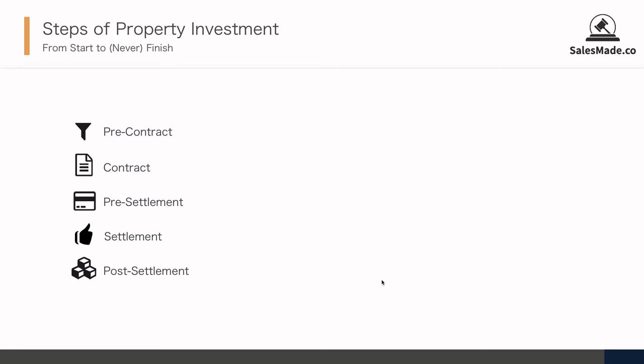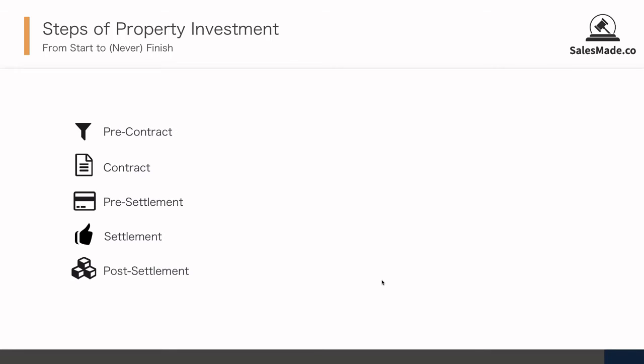Now, post-settlement is after the transaction. In our opinion, in terms of property investment, the transaction doesn't stop when the buyer owns the land or the property. Once the buyer has bought the property, we will then be engaged to either resell the property after a number of years, or most likely rent out the property to tenants and make sure that all the rents are collected on time. The properties are managed and maintained well, and therefore generate a healthy cash flow for the investors.